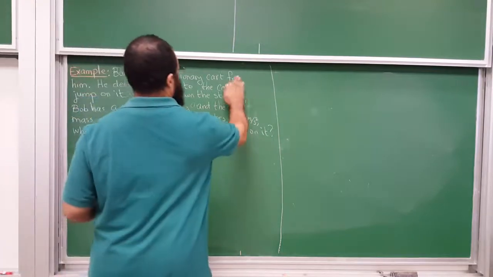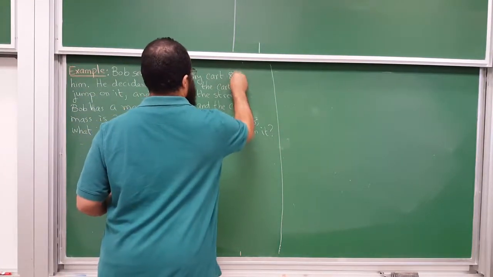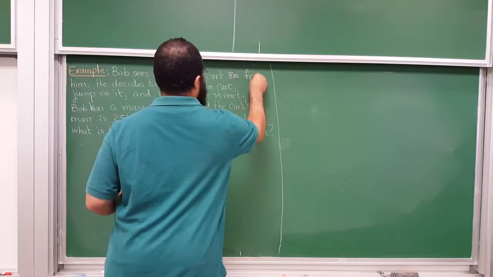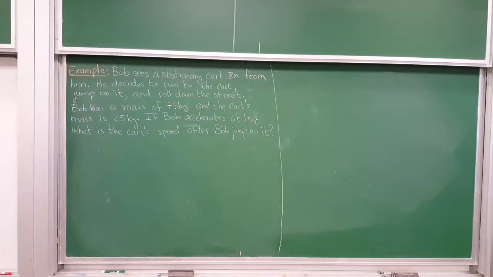Cart, 8 meters from him. Good. Got that. So it's 8 meters from him. He decides to run to the cart and jump on it and roll down the street. Bob has a mass of 75 kilograms and the cart's mass is 25 kilograms. If Bob accelerates at 1 meter per second squared, what is the cart's speed after Bob jumps on it?